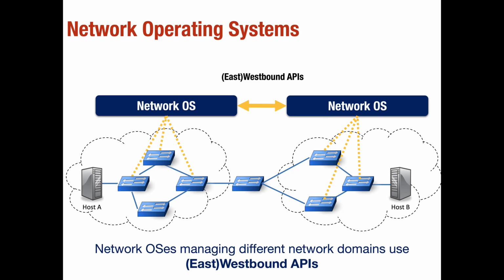And when we have these network operating systems interfacing or exchanging information with each other, the application interfaces that we use to share information between these operating system instances, we call them east or westbound APIs. Okay, so between the operating system and forwarding element, we have southbound APIs. Between the operating system and control programs, we have northbound APIs. And between different operating system instances, we have east or westbound APIs.